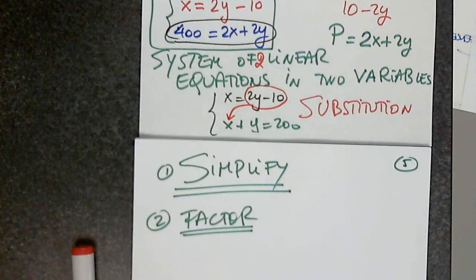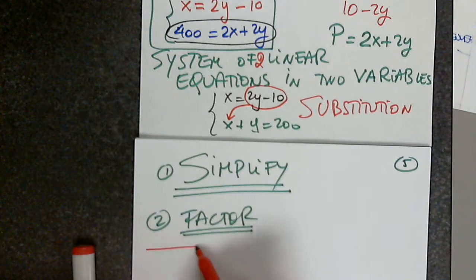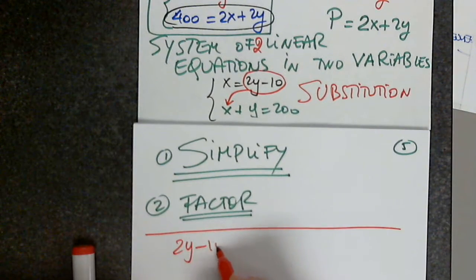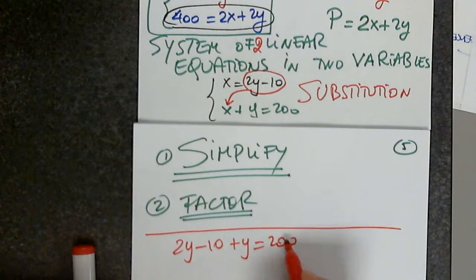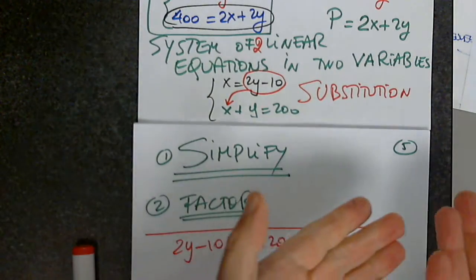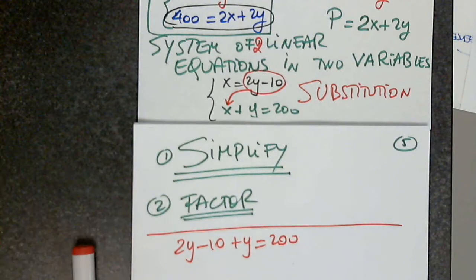Can anyone dictate the new equation that we just created together? 2y minus 10 plus y equals 2. Excellent. This is it. We replaced x in the second equation by what it equals from the first one, substituting it, or replacing it if you want, and now we have an equation that we can solve.